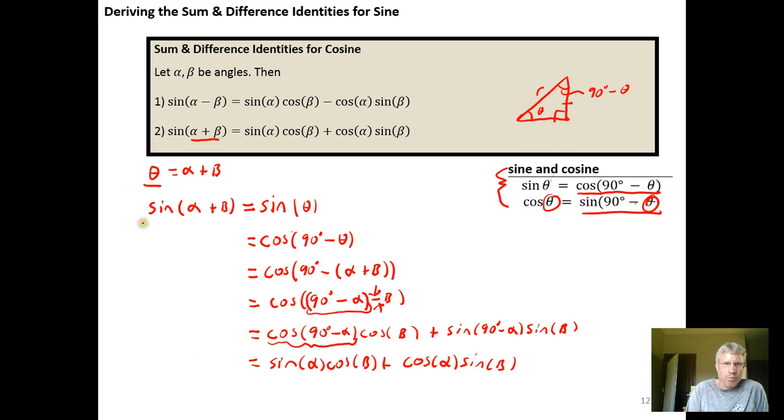And then we recognize that, hey, this came from manipulating the sine of alpha plus beta using other identities, which establishes the result that we see up here in the box. And you get to do this one as an exercise.